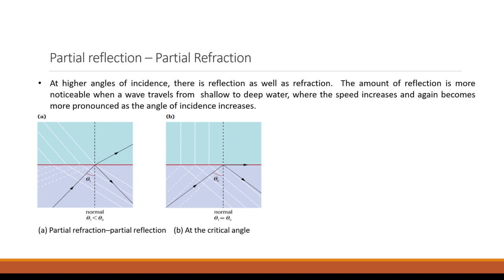At the critical angle, we get very strongly defined both reflection and refraction. See how much more sharply it bends and how much more perpendicular the reflections are, and see how different this is compared to this, how much steeper it bends, how much more it bends towards or away from the normal. So that's at the critical angle.